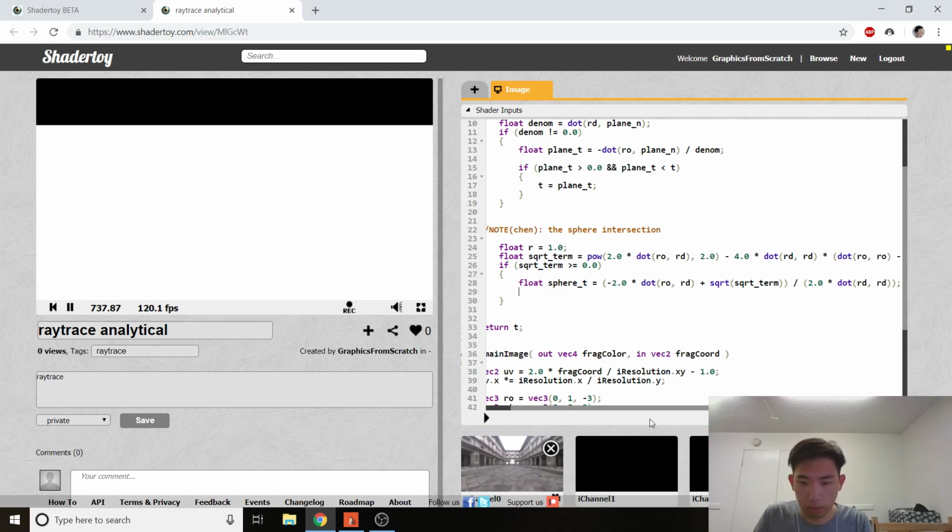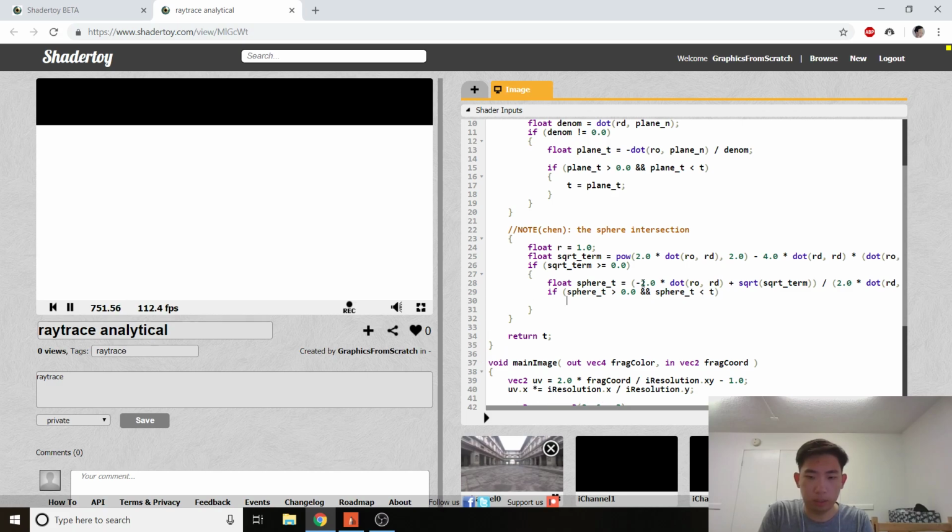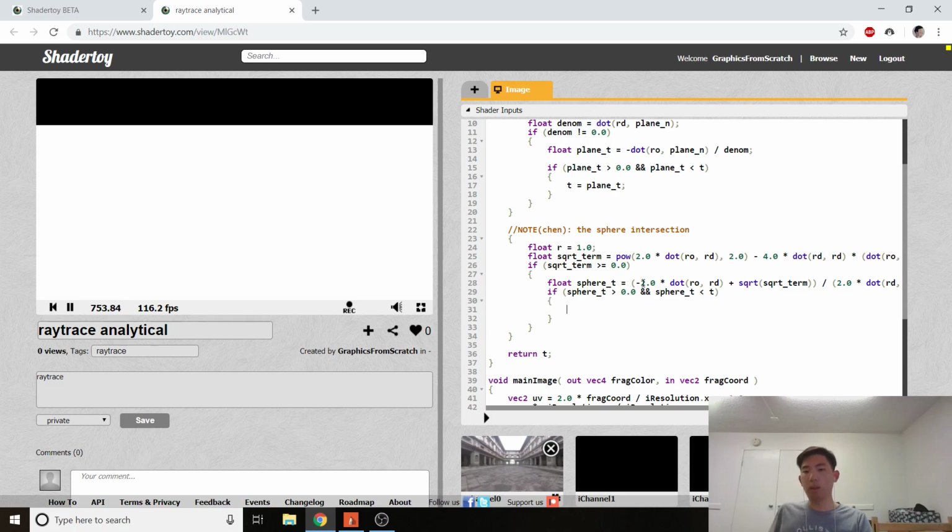This compiles, and sphere t is the new t we've computed. We only update t to our new sphere t if sphere t is bigger than 0 and it's an earlier termination than the t we currently have. Only update t when the situation is like this. So t equals sphere t if this is true.